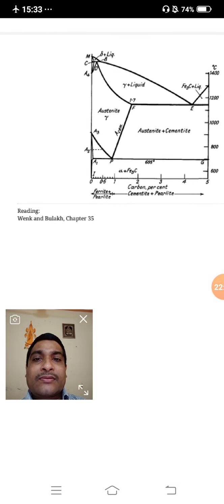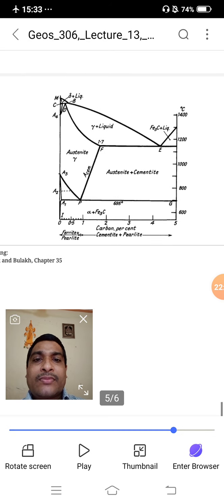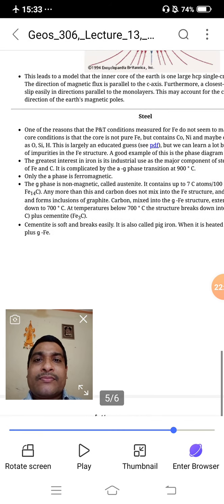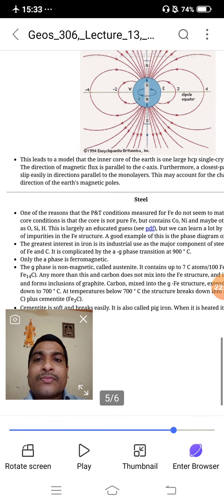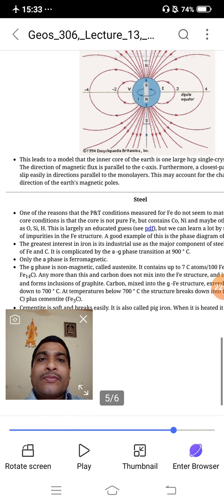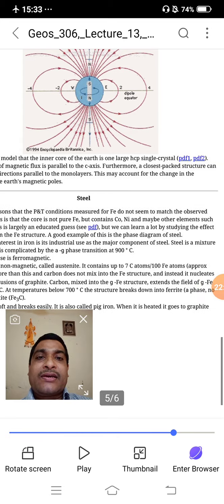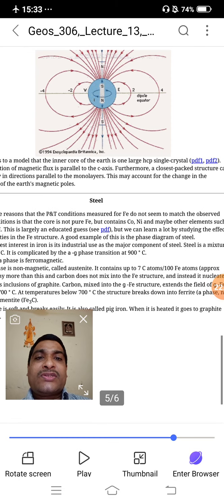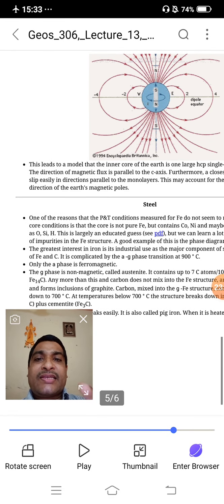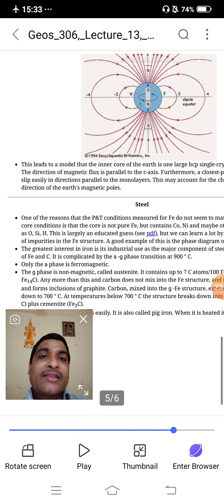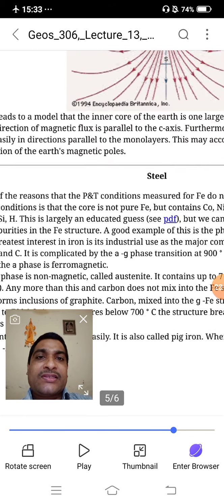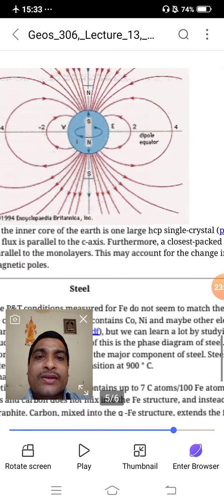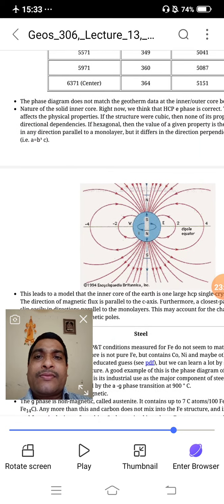These are the diagrams. You do not need this diagram. This is the model. This leads to a model that the inner core of the Earth is one large single crystal. The direction of the magnetic flux is parallel to the C-axis. Furthermore, a closest packing structure can be slipped easily in a direction parallel to the monolayers. This may account for the change in the direction of the Earth's magnetic pole. Okay, so this is the dipole equator.